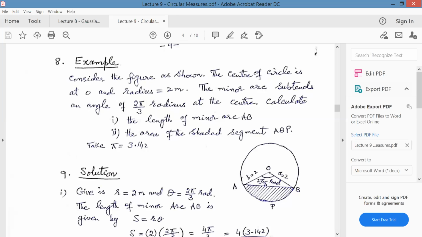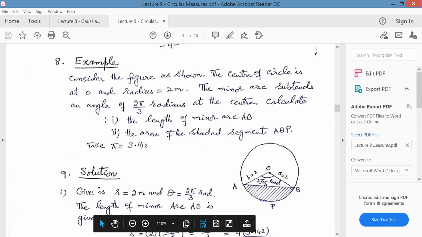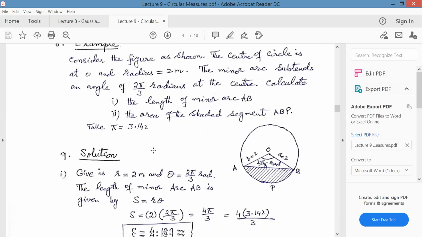Okay. Calculate number 1, the length of the minor arc AB. We have to find its length, AB. And the area of the shaded segment ABP. This area formed below, APB, this shaded region, you have to find this area, and you have to use pi as 3.142. This he has given this value. This you can even find from calculators.